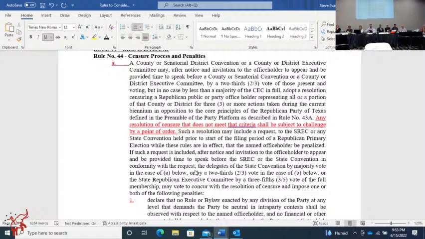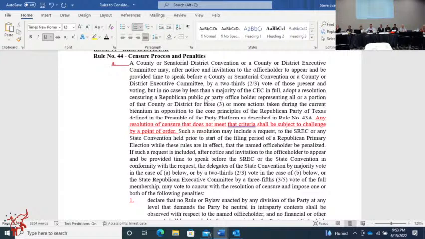I have an amendment, Bruce Bishop, SD2. On the 5th line, right there where it says Republican public or party office holder, I'd like to move to strike "or party." Mr. Bishop, that is out of order. In that case, I'd like to move to suspend the rules so we can take this up.